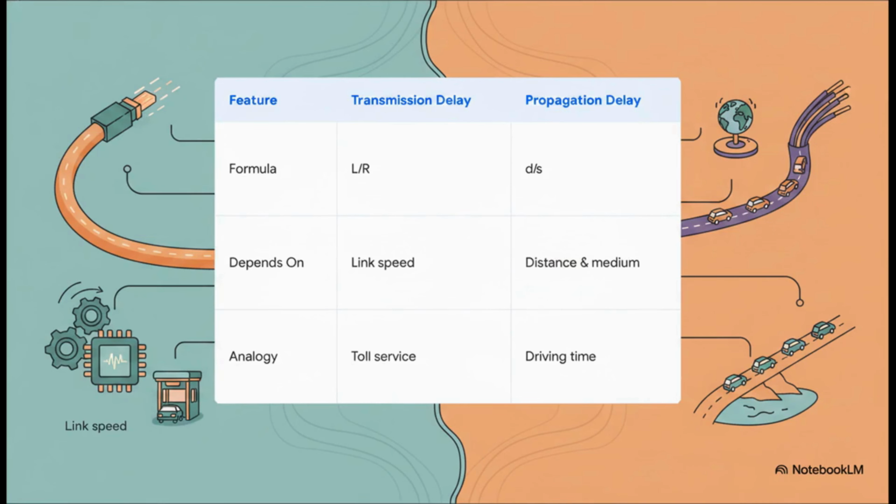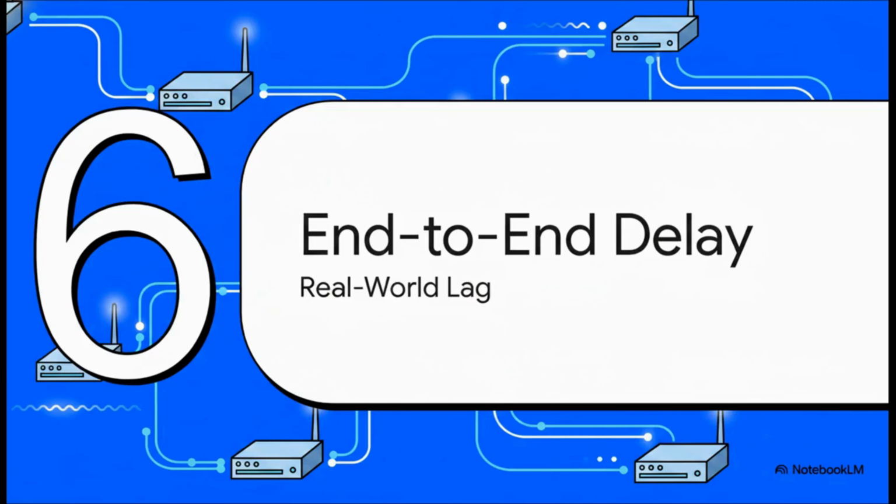This comparison brilliantly illustrates the divide. Just look at the dependencies. Transmission delay is entirely a function of your packet's length and the hardware's link speed. It has absolutely zero to do with the physical distance between the two routers. On the flip side, propagation delay is completely bound by geography and physics, distance and the physical medium. It has absolutely nothing to do with how big your packet is or how fast your Ethernet card is rated. Make sense? Let's bring it home with Section 6, end-to-end delay and real-world lag.